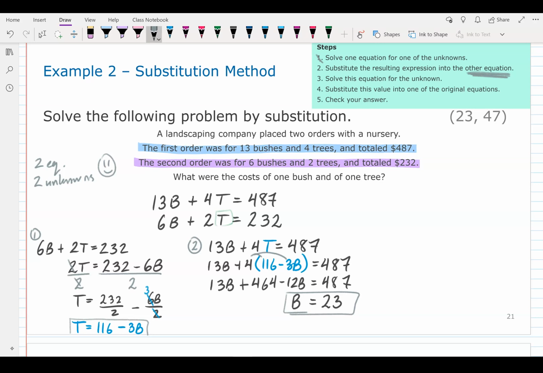So let's see my steps. Substitute the resulting expression. I did that. Solve the equation for the unknown. I did that. Substitute the value into one of the original equations.